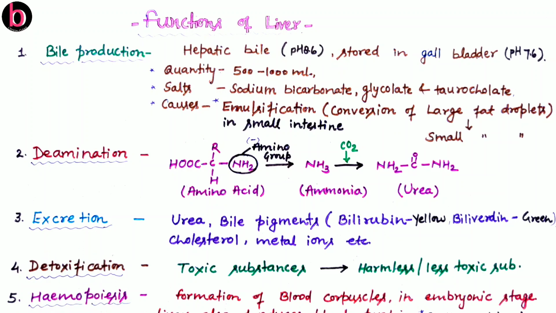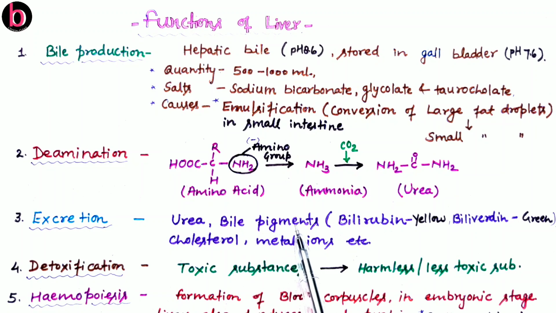The third one is excretion. We earlier discussed urea formation: two molecules of ammonia and one molecule of carbon dioxide unite to form urea. This urea is then eliminated from our body with the help of the excretory system.